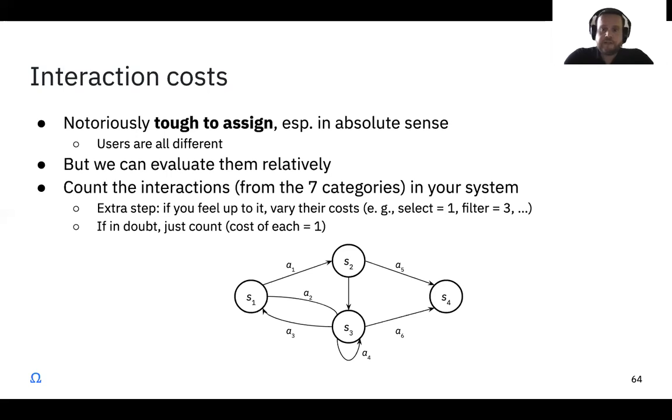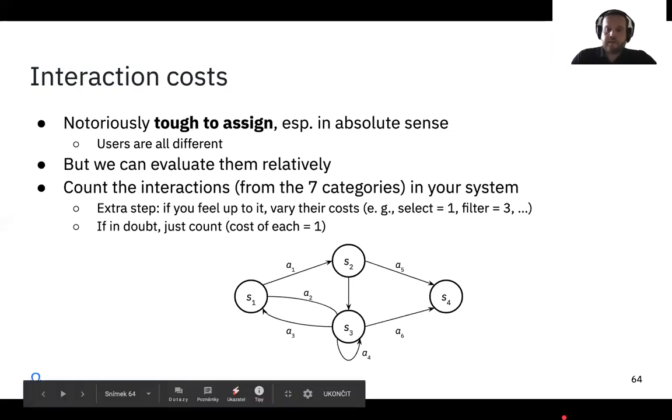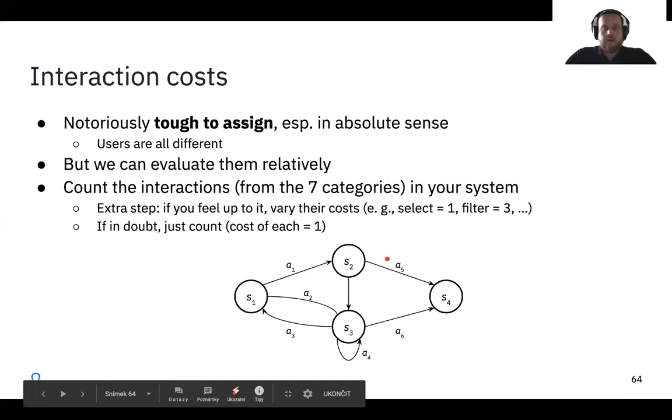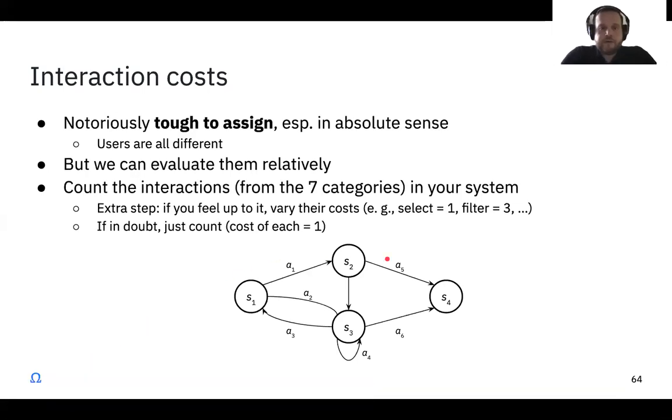assign an absolute value for each of those interactions within your state diagram very easily. But what we can do is evaluate all of those actions relatively, right? So we can establish relations between interaction pathways towards completing a high-level task. So what we can do is count the interactions in our system from the 7 categories. So basically those A's in our state diagram.